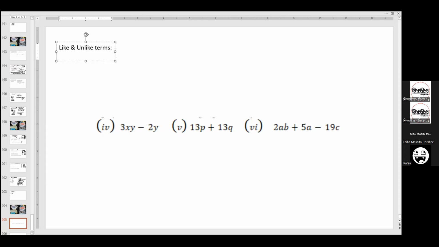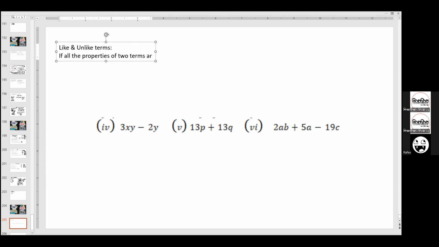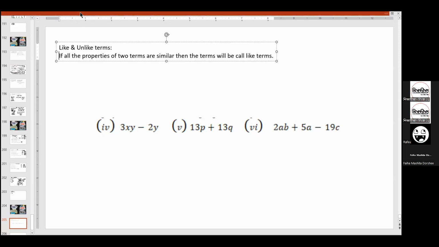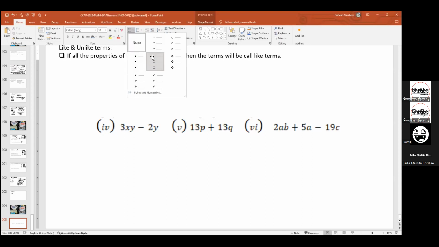So আমরা firstly বলবো যে if all the properties of two terms are similar or are same, you can say similar, right? Not the same, similar. Then the terms will be called like terms. We call like terms, right? Now we need to understand what do you mean by all the properties. What are the properties of the term we need to check actually whether they are actually similar or not, right? That is the important thing now, right?